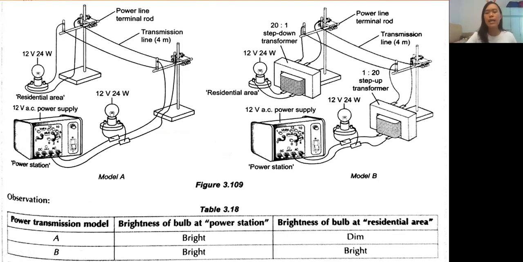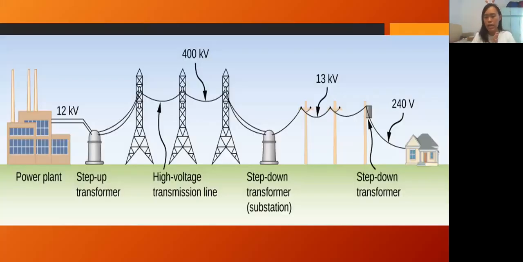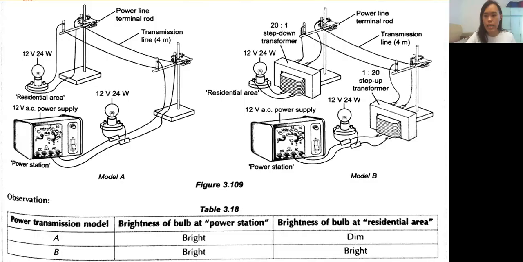Okay, so last lesson we stopped over here. In a power plant supply, we must have a step-up transformer in order to increase the voltage, so that it can be transmitted in the high voltage transmission line. Once it reaches right before the household users, we will use a step-down transformer to reduce the voltage of the AC so that it can be used for a household. So this is an experiment.